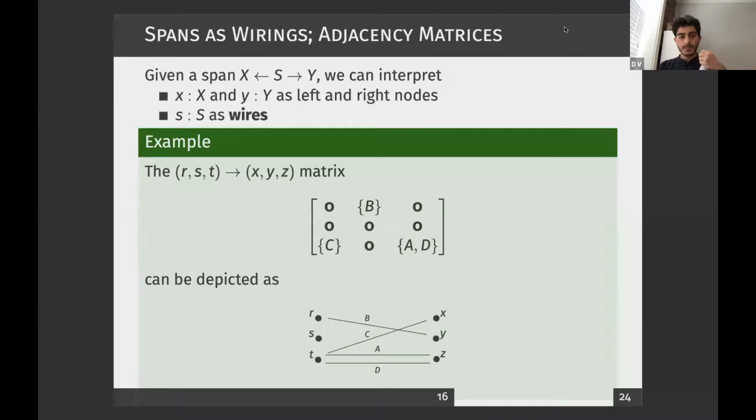Two things to note. One, a graph in this sense is just a wiring from X to itself, where X is the set of nodes, and the set of wires are just the edges. Two, given that interpretation, this matrix with set-like entries is essentially an adjacency matrix, except that rather than simply saying yes or no to whether two vertices are connected, we give the set of wires or edges that connect them.